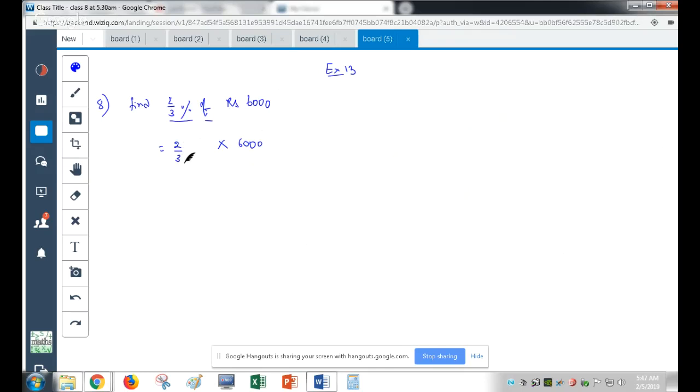Percentage means denominator 100 should be there. Already denominator 3 is there. 100 means 2 zeros will come. That's it. 2 by 3 percentage means 2 by 300. And 2 zeros will get cancelled. And this 3 also will get cancelled in the 60, 20 times, which is equal to 40. So 2 by 3 percentage of 6,000 is equal to 40.